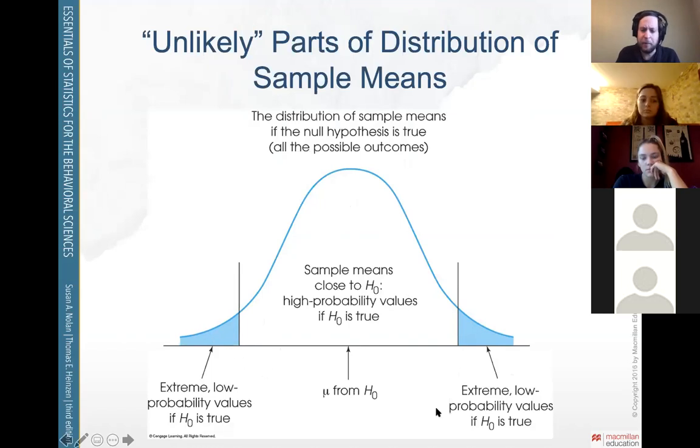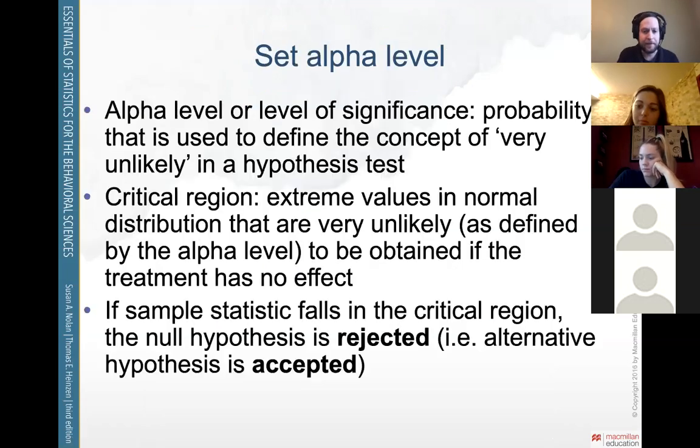Does anyone remember what the name of this blue area is? There's a name for it. It starts with a C. Anyone remember? Critical region. Critical region is correct. The blue area is the critical region. If your sample mean lands there, then you reject the null hypothesis. We're just reviewing some things, getting warmed up.